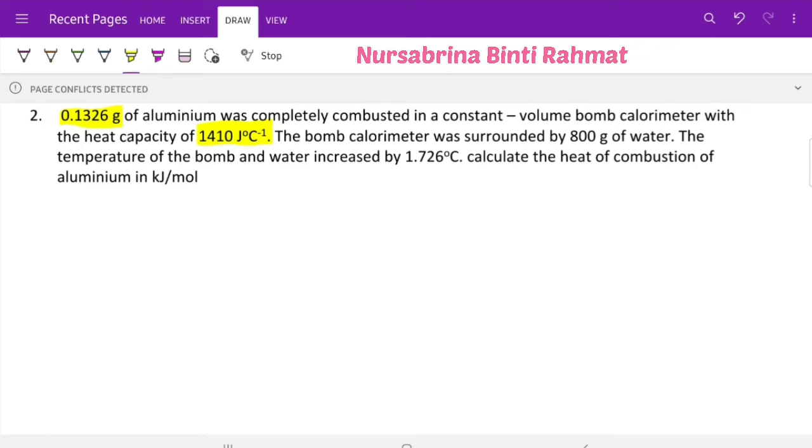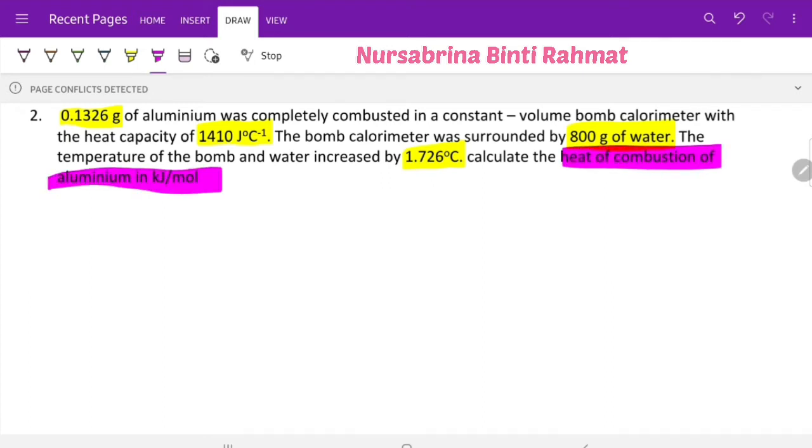Everything here is already included in your notes, so please check on it. The bomb calorimeter was surrounded by 800 gram of water. Again, in this calorimeter there is water present, so heat absorbed applies to both the water and the calorimeter. The temperature of the bomb and water increased by 1.726 degrees Celsius. So calculate the heat of combustion of aluminium. They want you to calculate the enthalpy of combustion of the aluminium.